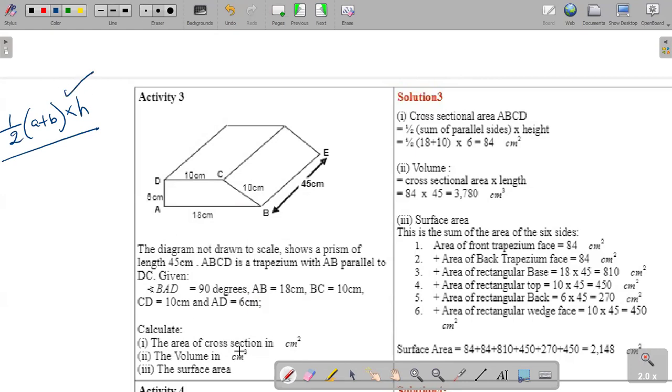Then they ask for the volume. You should always remember volume is equal to the area of the cross-section times the height. Can anybody tell me what the height is? What number represents the height here? Let's see if you really learned anything tonight. What number represents the height of that shape?